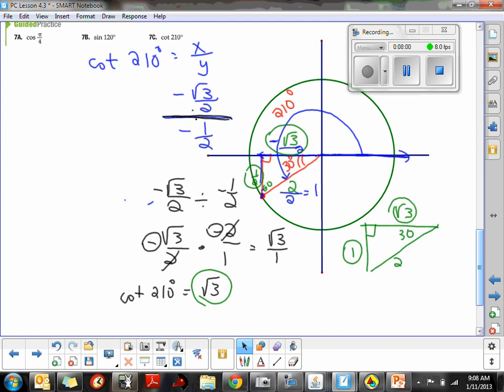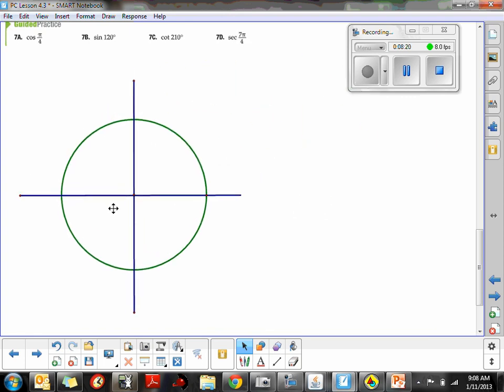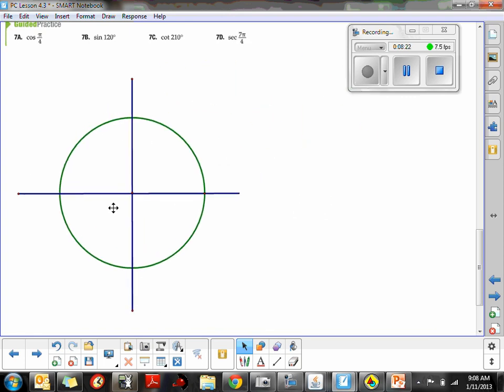So something to keep in mind when you're working with tangents and cotangents, the unit circle probably makes it a little bit more messy because you're going to come up with these complex fractions if you use the unit circle. Where if you used your original numbers that we memorized for a 30, 60, 90, and 45, 45, 90, then you won't have to work those complex fractions. So, next one is the secant of 7 pi fourths.